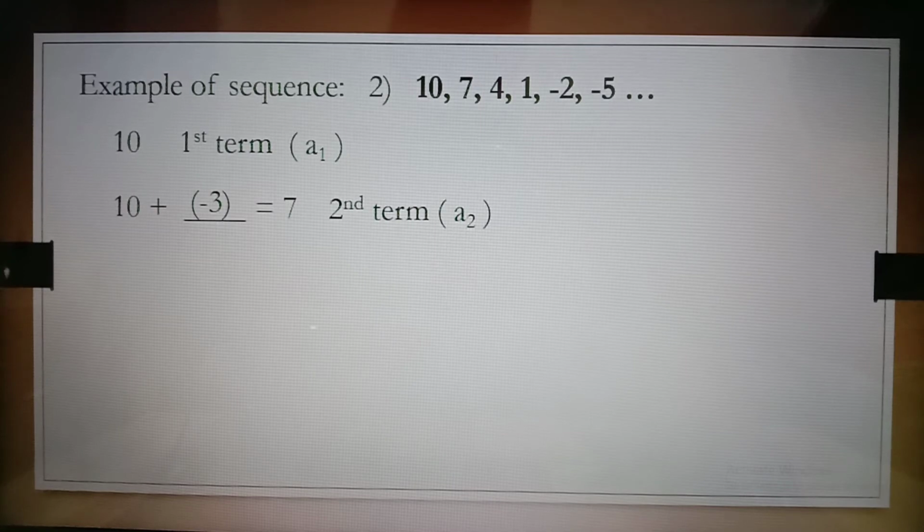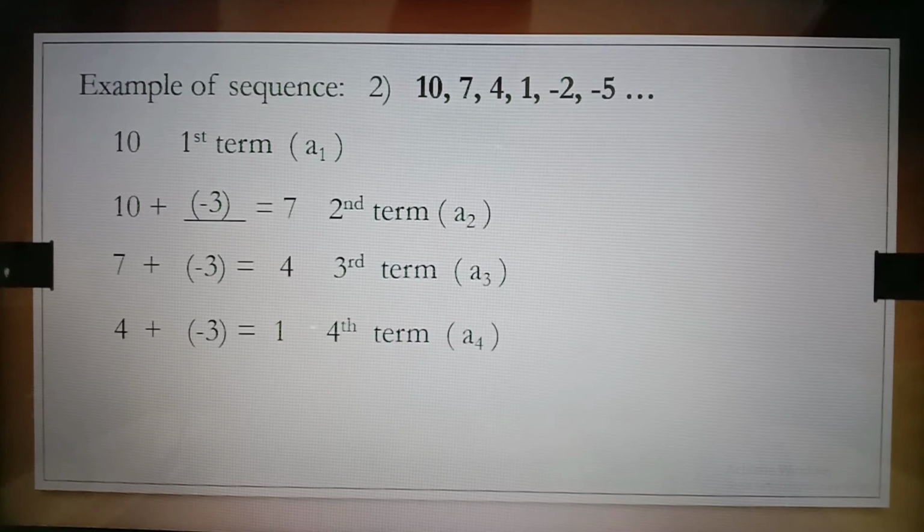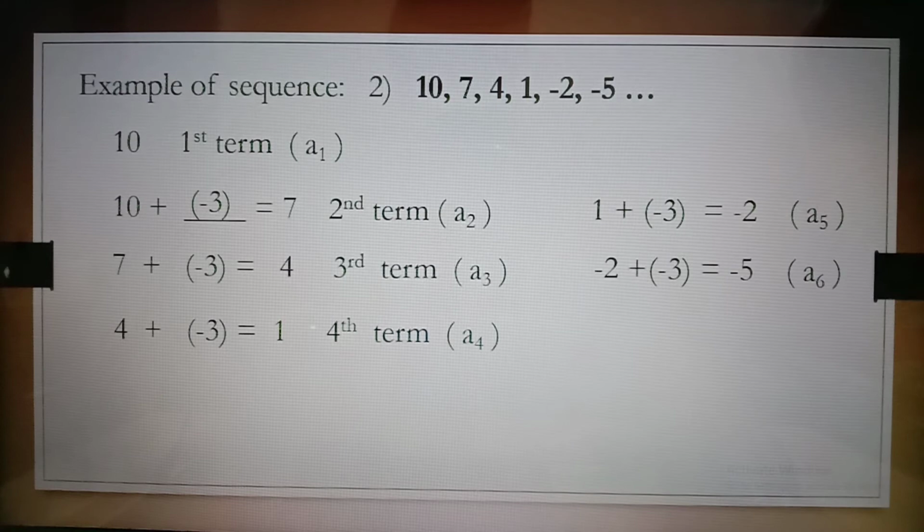Let's try sa 7 as your second plus negative 3 will give you 4 as the third term. So ang third term natin ay 4 plus negative 3 na naman will give you 1 as our fourth term. Then 1 plus negative 3 is equal to negative 2 as the fifth term. And negative 2 plus negative 3 equals negative 5, which is your sixth term.